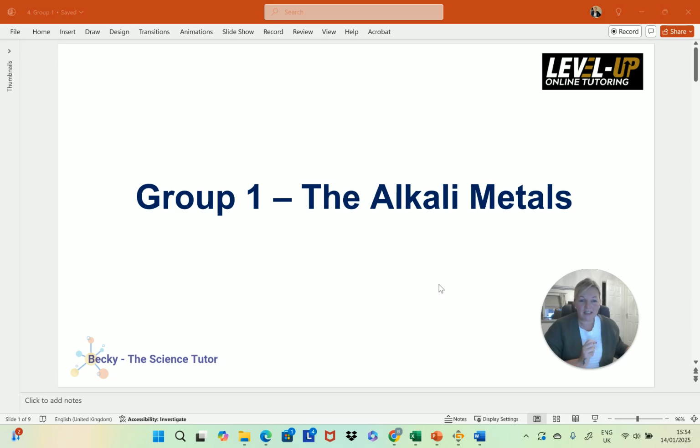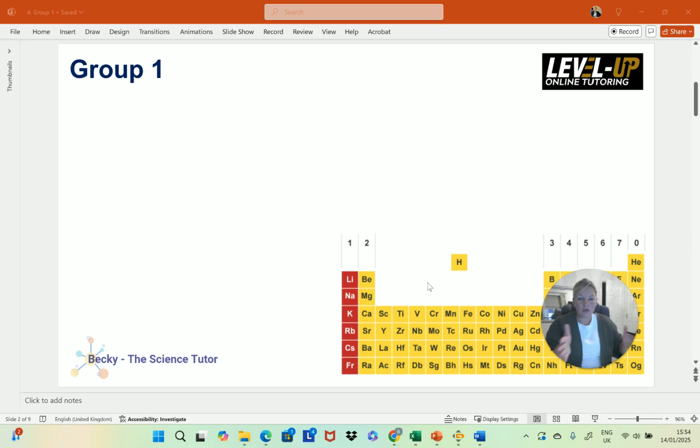Okay, so last session we looked at the periodic table and the work that had been done, particularly by Mendeleev, to arrange the elements not only in order of their atomic weight, but in order of their chemical properties. And in his table, we saw that Group 1 was starting to form. So within Group 1, we have lithium, sodium, potassium, rubidium, cesium, and francium.